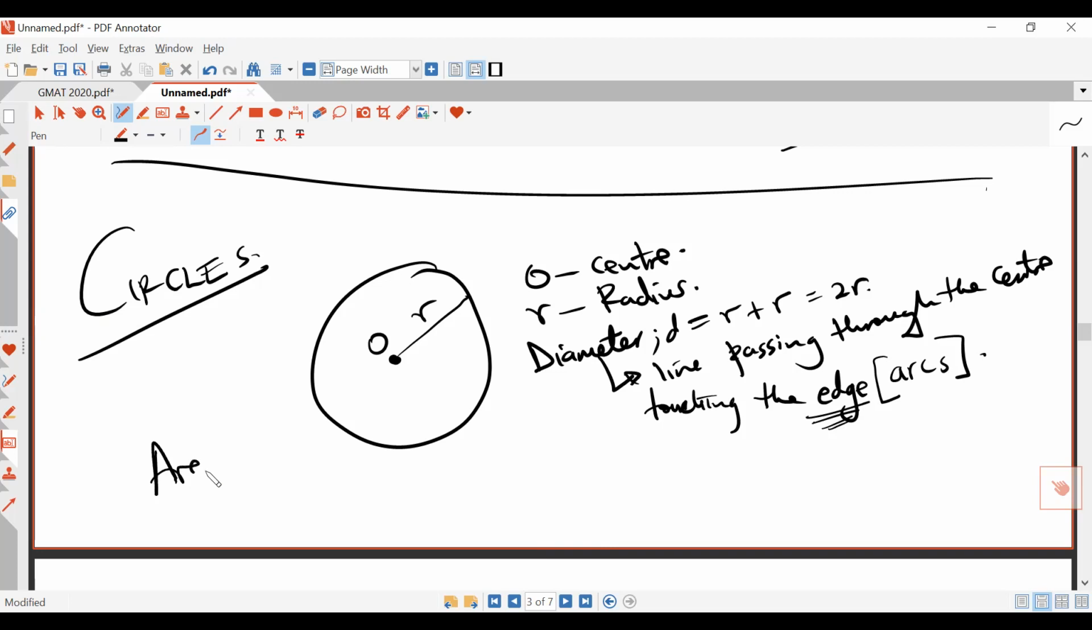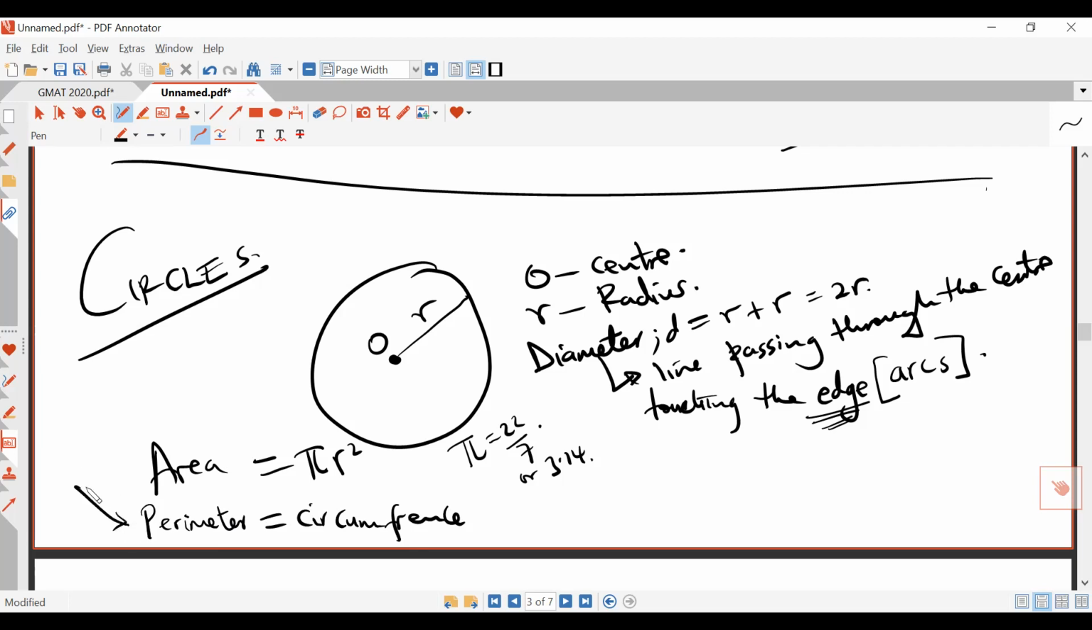Now, area of a circle is given by pi r squared, where pi is the same as 22 over 7, or 3.14. Then perimeter, what you call the circumference, that is the length around the figure. It is passing around your boundary. So this one is given by pi D, where D is the diameter.